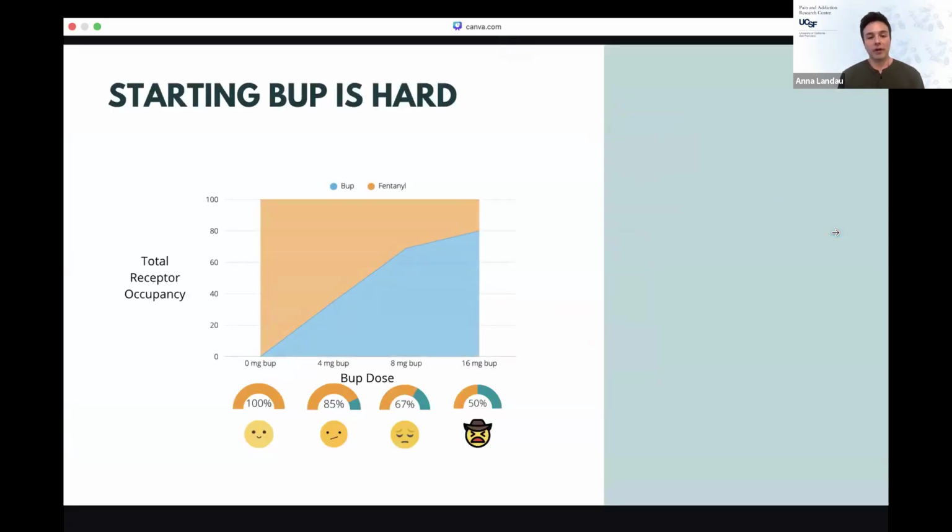And we know that when we have two different drugs that are competing for the same receptor, it's really going to be a function of their different potency or affinities, as well as the concentrations of the medications. So this is just demonstrating that, if you take a 16 milligram dose of buprenorphine, you're going to displace significantly more fentanyl than somebody who takes a 4 milligram dose. But any dose of buprenorphine is going to displace some amount of fentanyl.